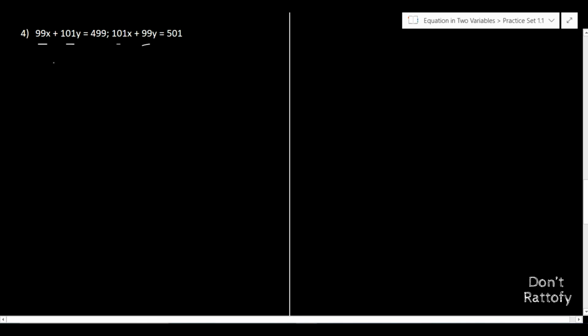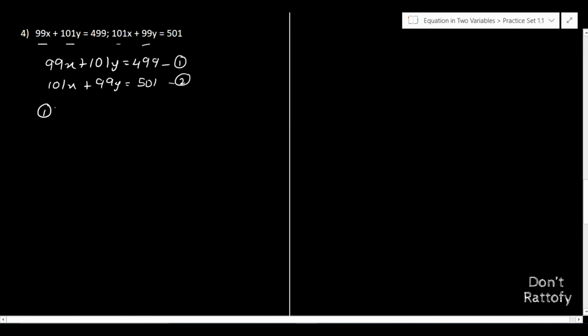Now I have 99x plus 101y is equal to 499. This is my equation 1. Similarly, I have 101x plus 99y is equal to 501. This is my equation 2. Now what I am going to do is add equation 1 and equation 2.